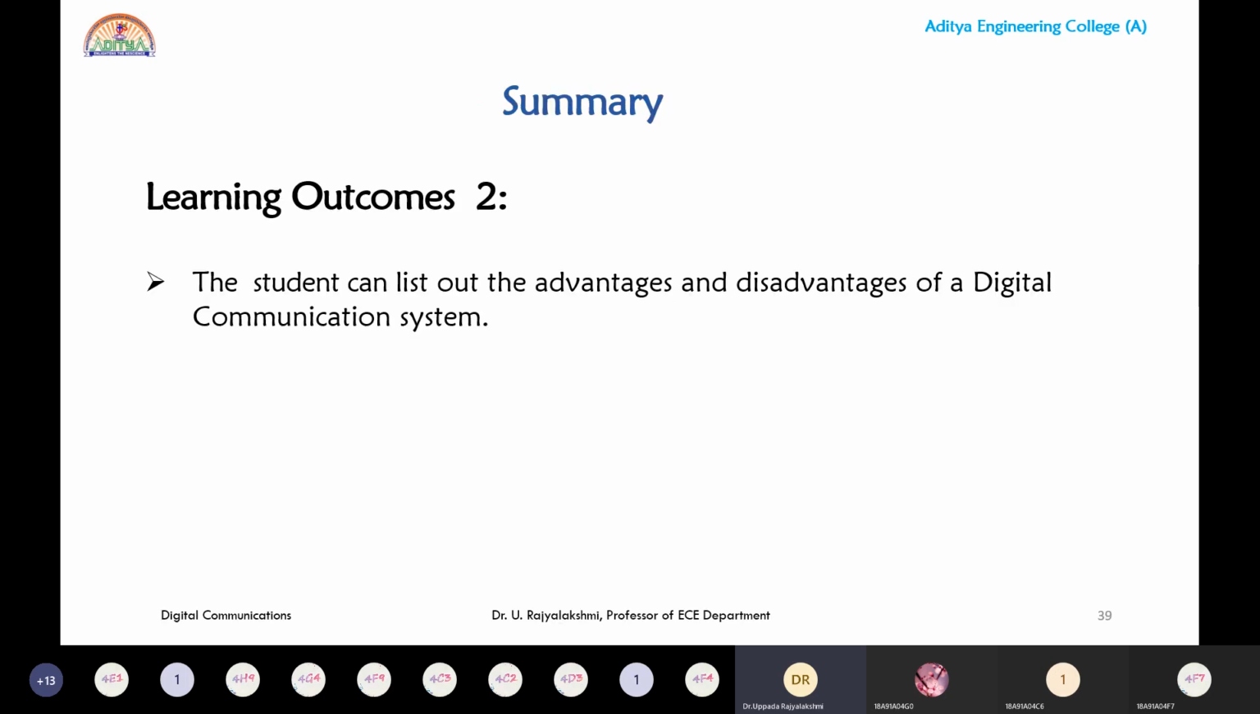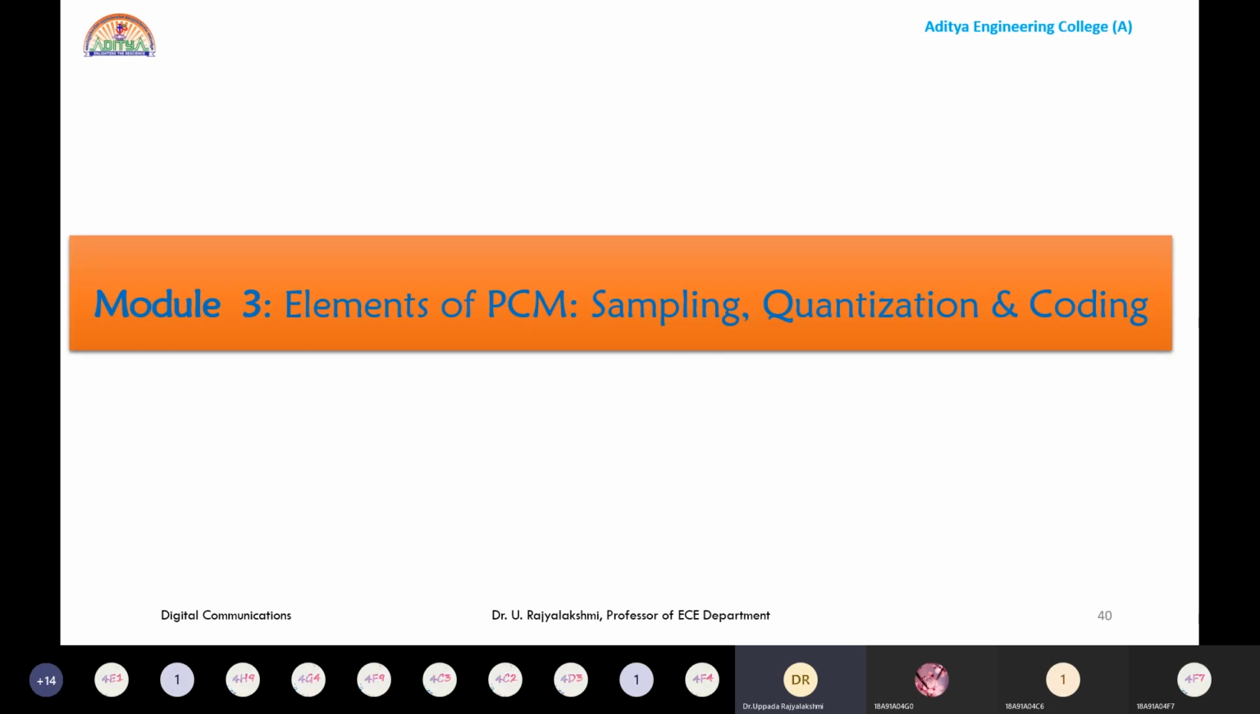In today's session we will discuss the elements of pulse code modulation. Let us see what the elements are. Here we mention sampling, quantization and coding, because we are converting the analog component into a digital component. What is the input to the PCM? The input to the pulse code modulation is an analog signal.